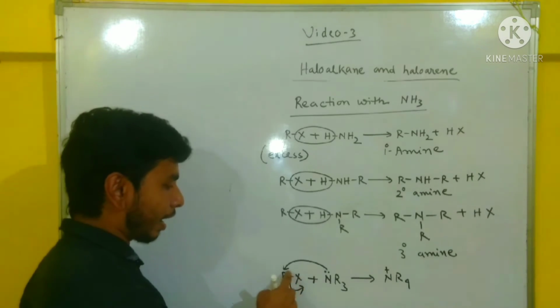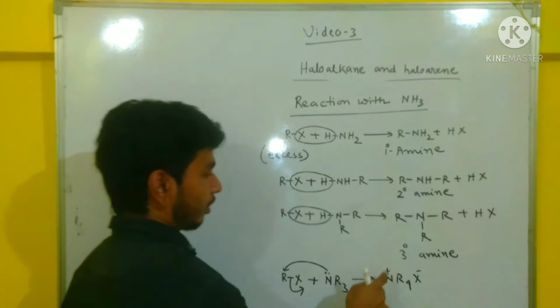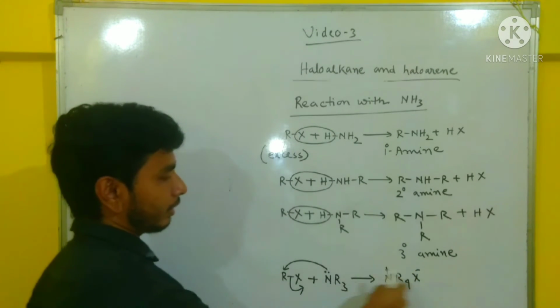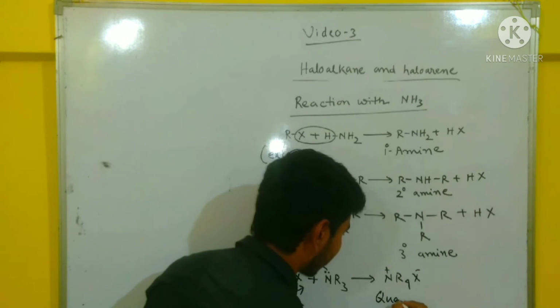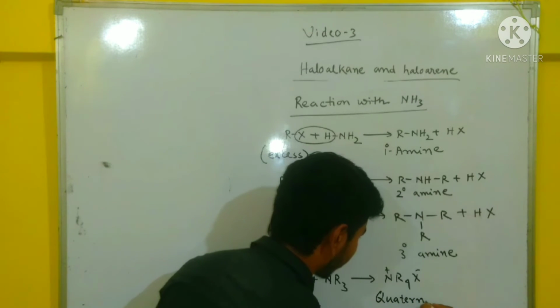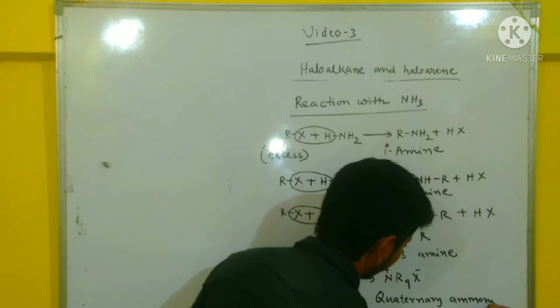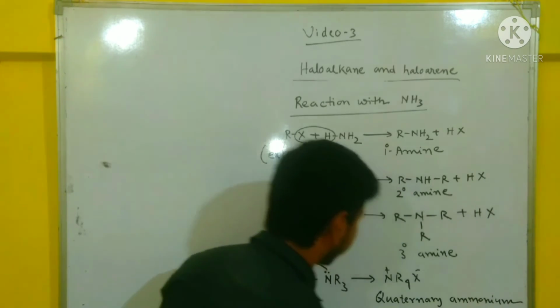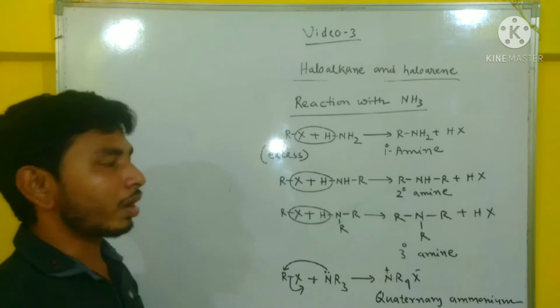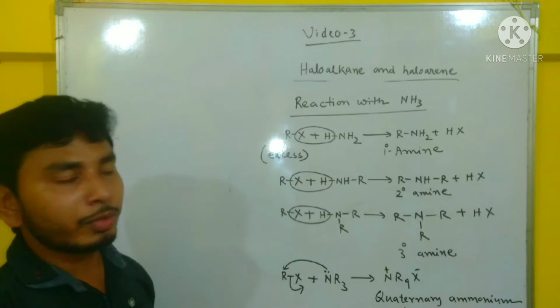And this halide group is leaving. It is X minus. So N plus X minus. This is called quaternary ammonium salt. So this is the reaction of the alkyl halide with ammonia.